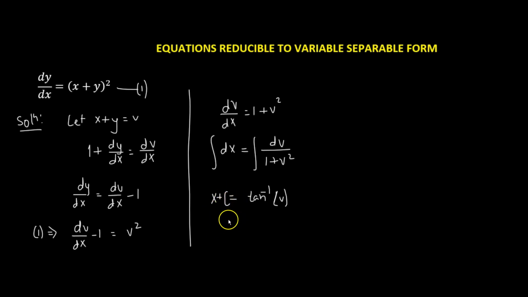So that means if we take the tangent function on both sides, we'll have v equals tangent of x plus c. And we finally replace v with x plus y. So we have x plus y equals tangent of x plus c. And this is the required solution to the given differential equation.